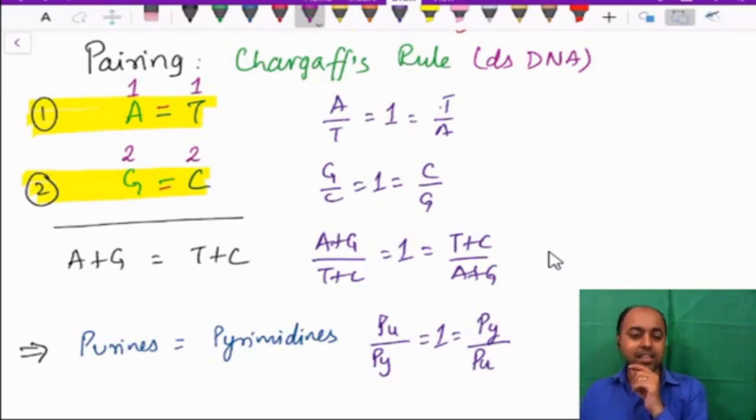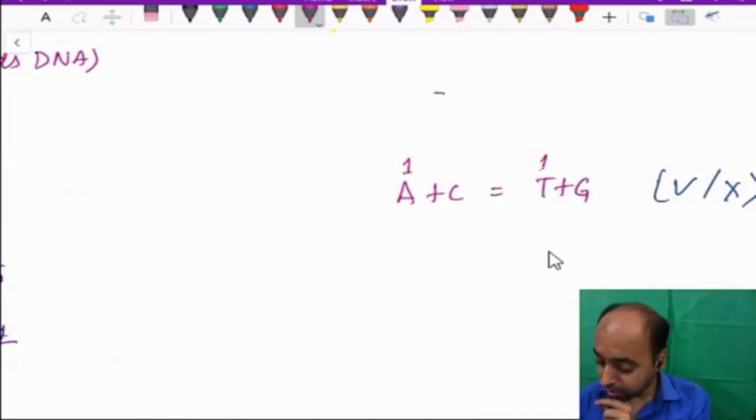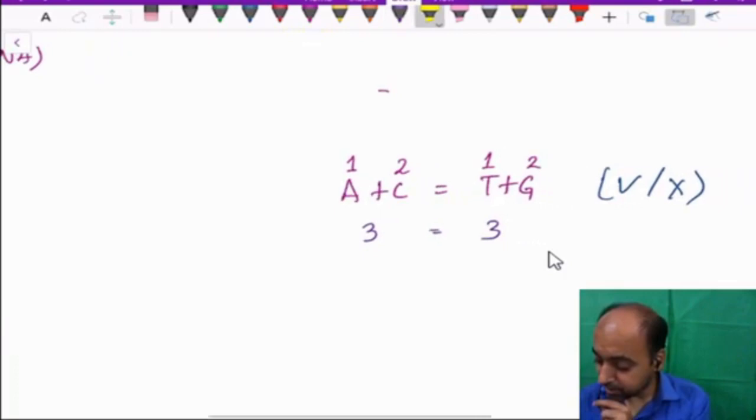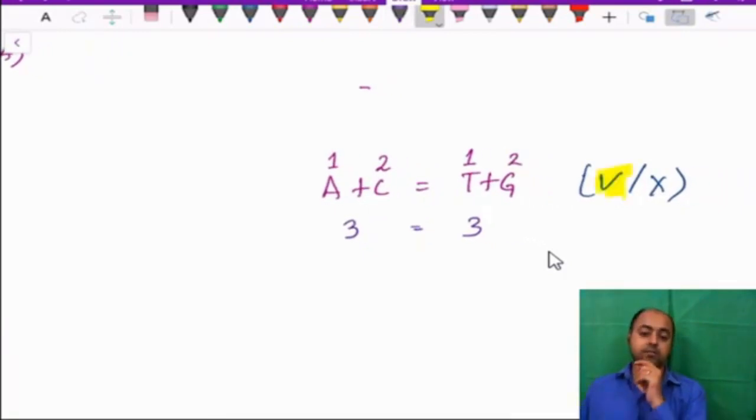Let's test it in the question that I gave you. Adenine is 1, thymine is 1, cytosine is 2, guanine is 2. In other words, the left side is a total of 3, the right side is a total of 3, and this implies that the given equation is correct. If both sides are equal, then our given equation is correct.